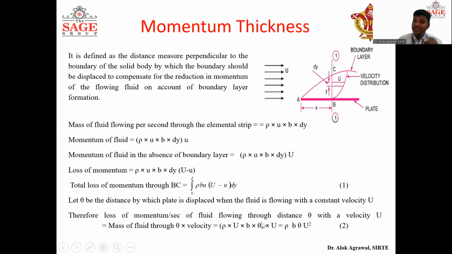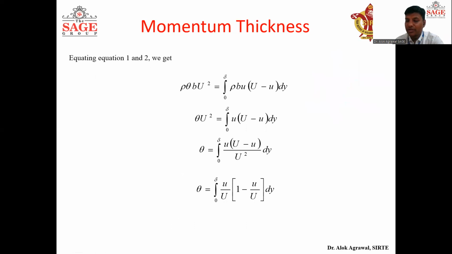Velocity will remain the same, U, and area will be b into theta, because theta is the distance and b is the width. In the earlier case of displacement thickness, we multiplied this b with delta star. In this case, we multiply b with theta, because we are moving our plate through a theta distance. Multiplied by velocity, we get rho b theta into U square, and we call this equation 2. Now again we have to equate equation 1 and equation 2.